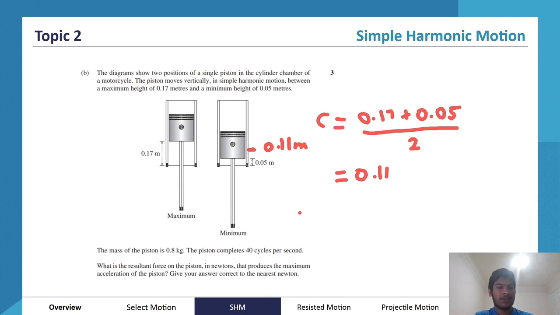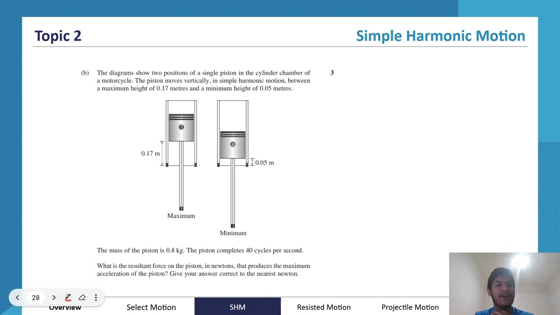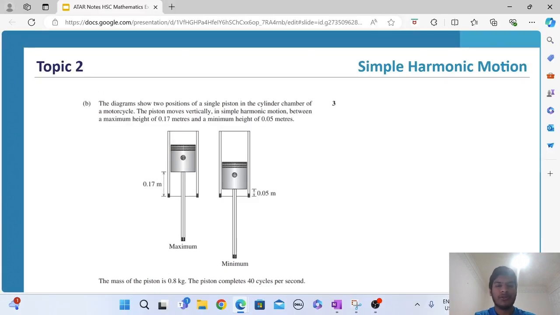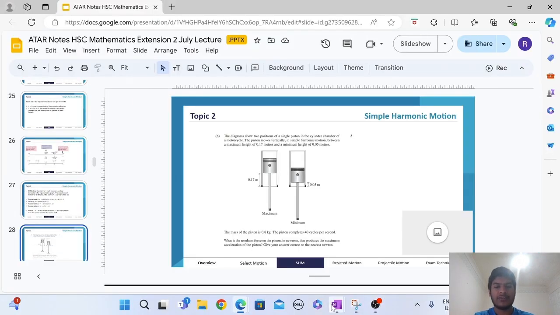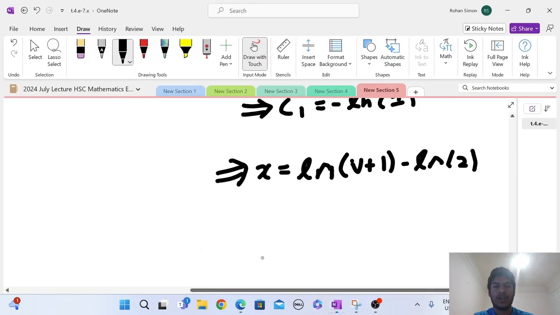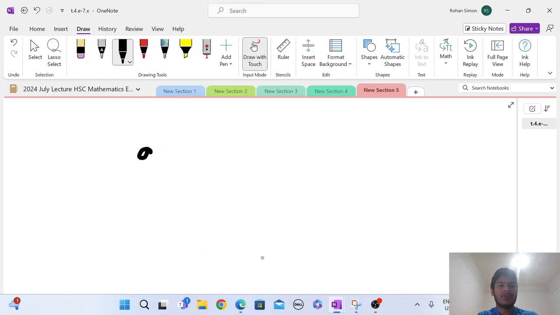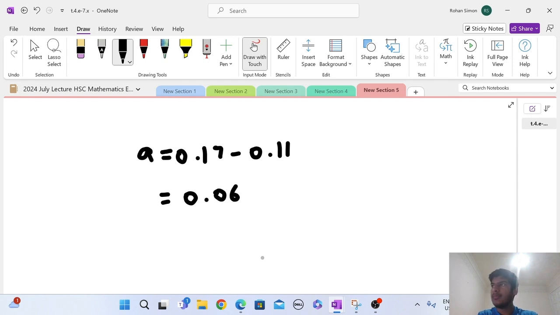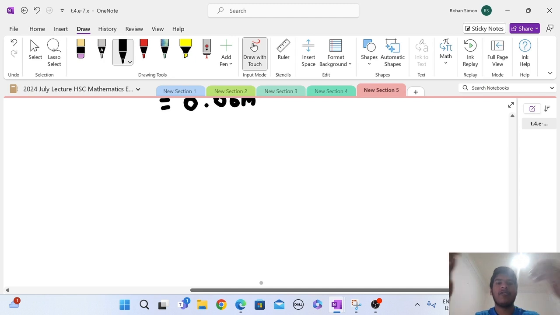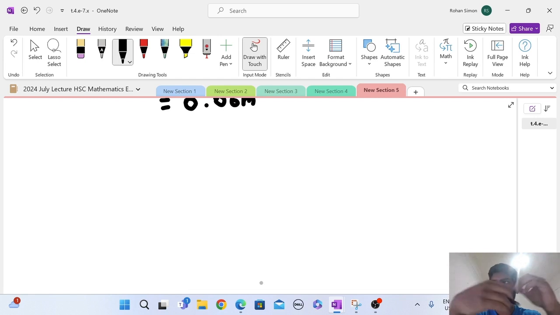That's our center. And what does that mean in terms of our amplitude? Well, our amplitude is just going to be the distance from the center to either the minimum or the maximum. And so we end up with the amplitude being 0.17, the maximum, minus 0.11. So our amplitude is going to be 0.06 meters, right? And obviously that's going to be important when we're talking about the acceleration equation and so on.